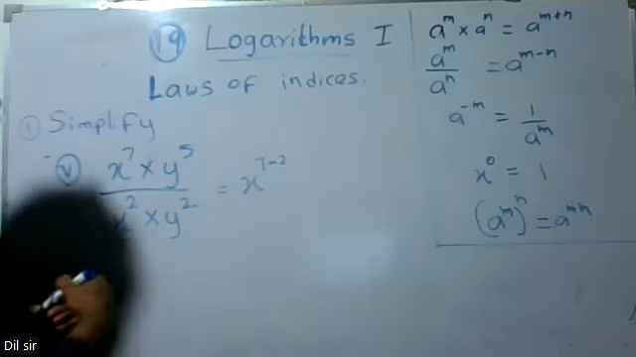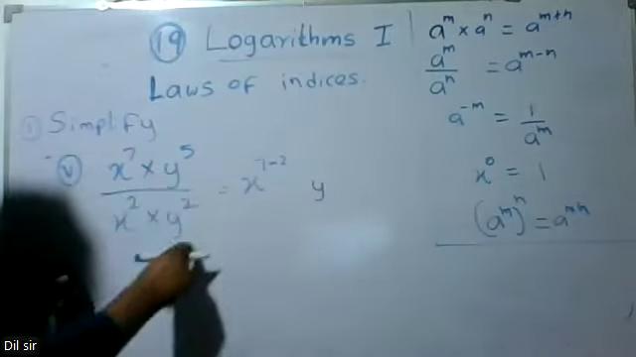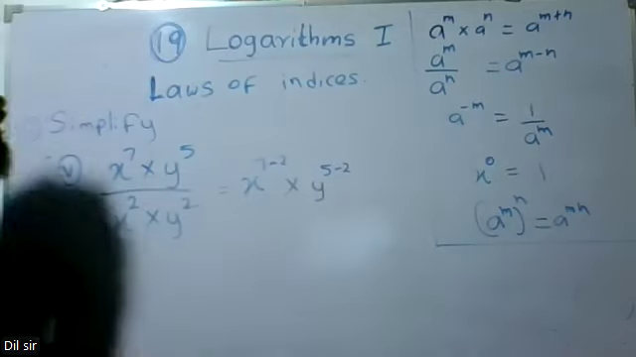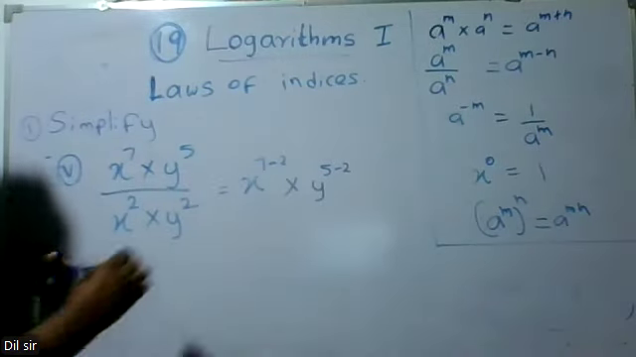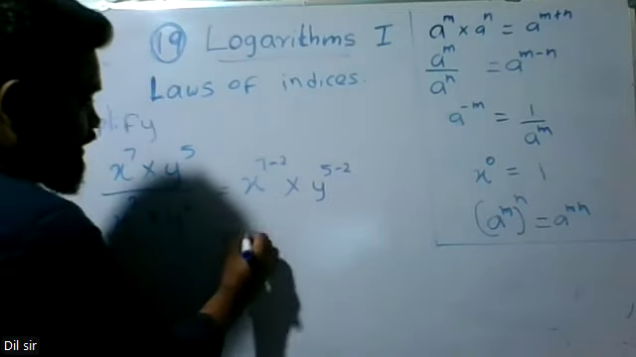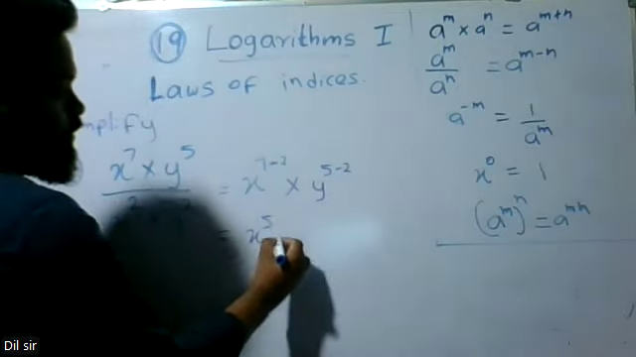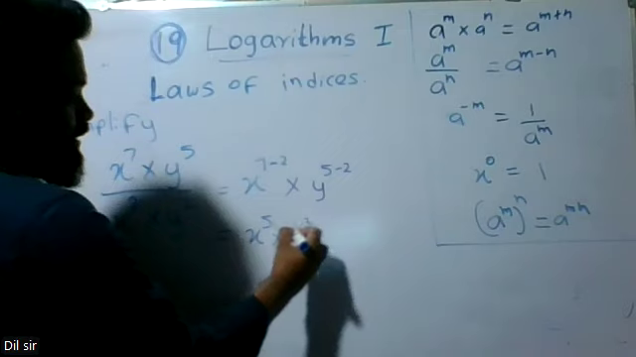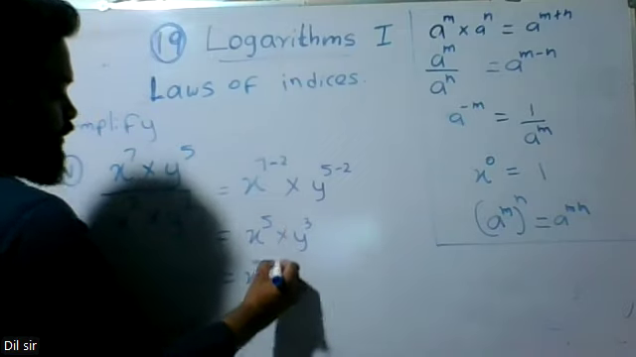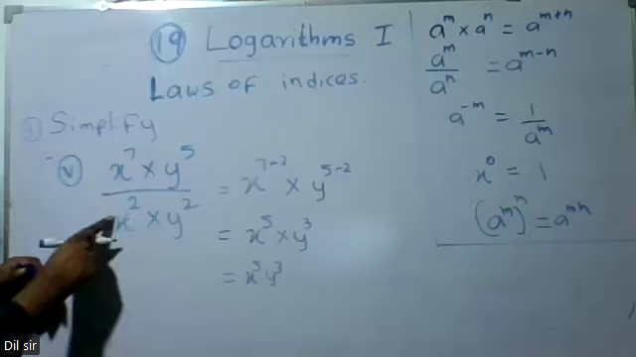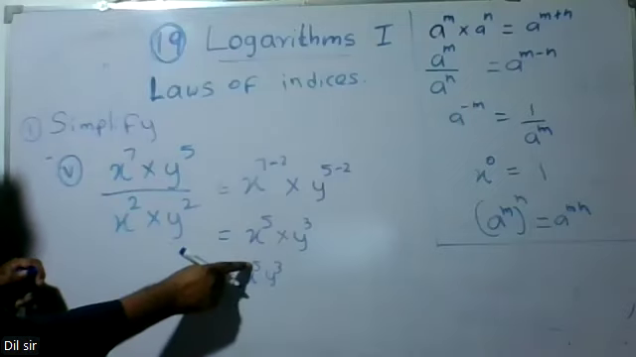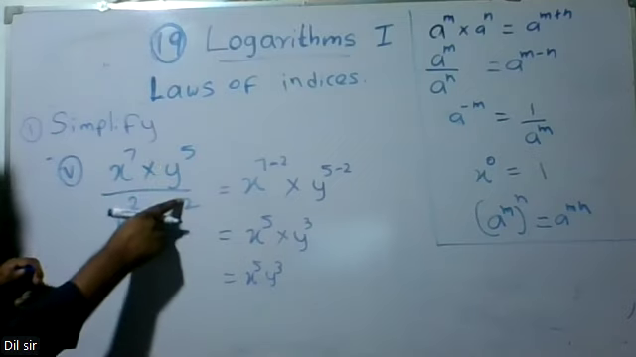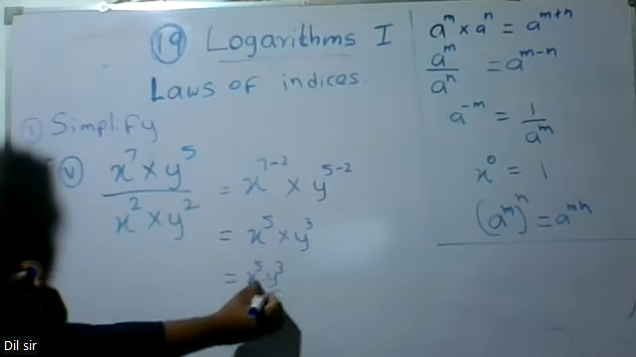And let's go to the y's now. y to the power 5 minus 2, 5 in the numerator and 2 in the denominator. Between them is multiplication down below, right. So x to the power 7 minus 2 is 5, times y to the power 3. This can be written as x to the power 5, y to the power 3. From x to the power 7 on top, x to the power 2 below is subtracted, so 5 came. Let's go to the y's: y to the power 5, y to the power 2, 5 minus 2 is 3. The power of y is 3.